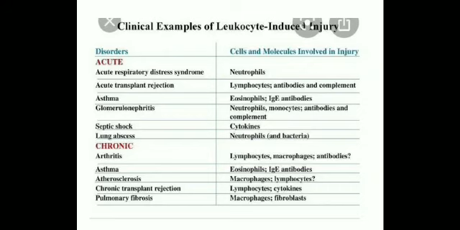For example, acute disorders include acute respiratory distress syndrome due to neutrophils, acute transplant rejection, asthma, glomerulonephritis, and septic shock. Cytokines are involved. In lung abscess, neutrophils are there. And in chronic inflammation: arthritis, for example, lymphocytes, macrophages, antibodies; asthma, eosinophils and IgE antibodies; atherosclerosis, macrophages, lymphocytes; chronic transplant rejection, lymphocytes, cytokines; and in pulmonary fibrosis, macrophages and fibroblasts are seen.